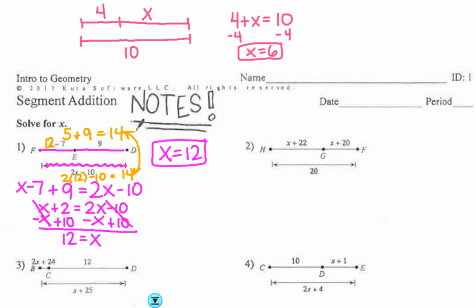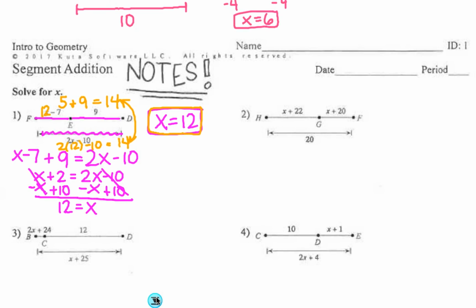All right, a couple things I'm going to be looking for is that you're boxing your final answer and you're not just putting 12. You're putting x equals 12. Whenever you get into geometry, it's very important that you're labeling things the correct way. So again, it's x equals 12, not just 12. And make sure you put a box around it.